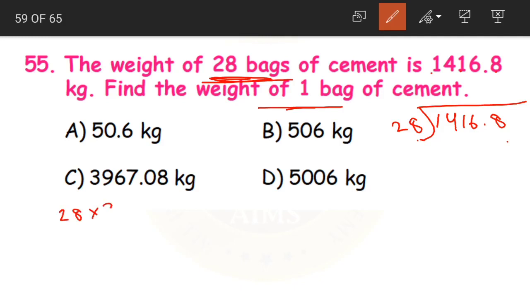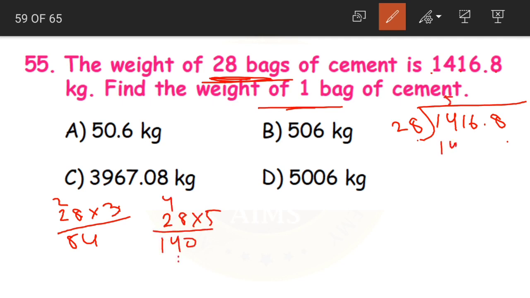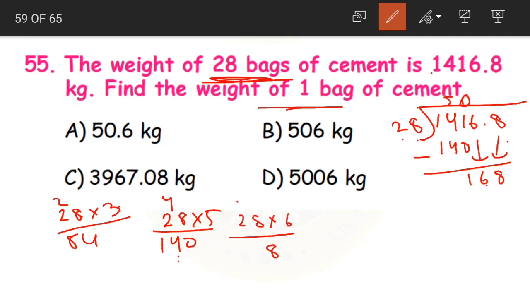If you look at the 28 table, we have 28 3s are 84, and then we have 28 5s are 140. So we'll go with 28 5s are 140 here. When we subtract, 1 is remaining, 6 brought down. Can we divide 16 by 28, children? No. So that is why we'll place a 0 here and then also bring 8 down. Then we have 28 6s are 168 and the remainder is 0.